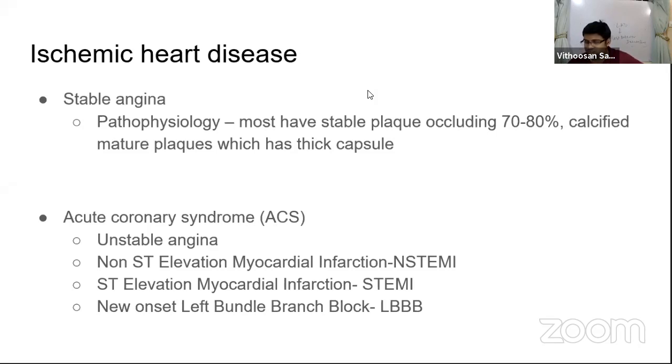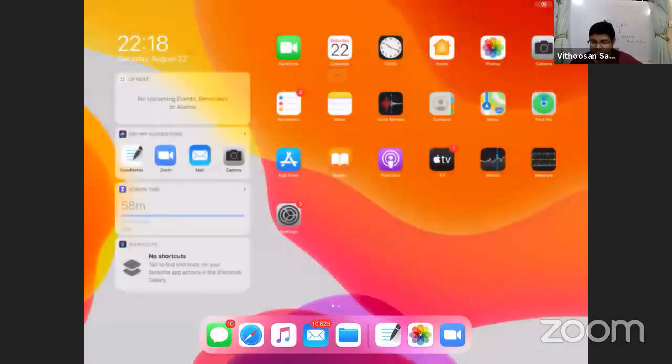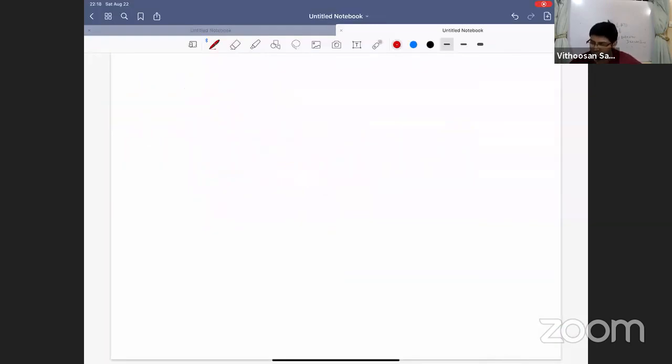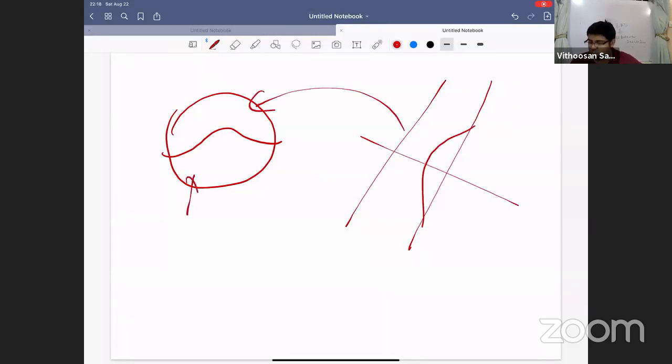Why do these people come with a sudden onset chest pain? What makes the difference here is this, just an idea, I'll teach you in the first class also. Here also there is a cholesterol plaque. This is a vessel, and if I draw it and cut it, this is the cholesterol plaque.